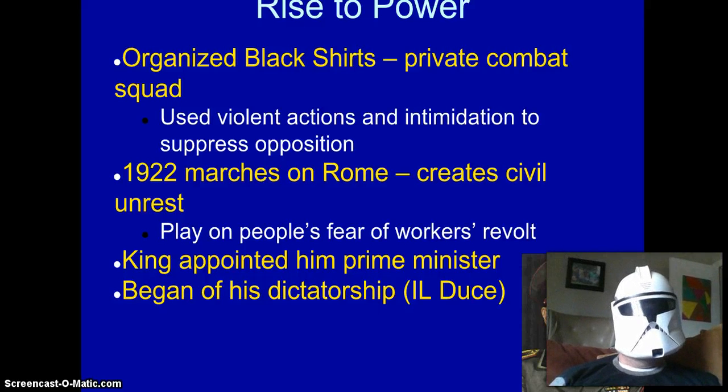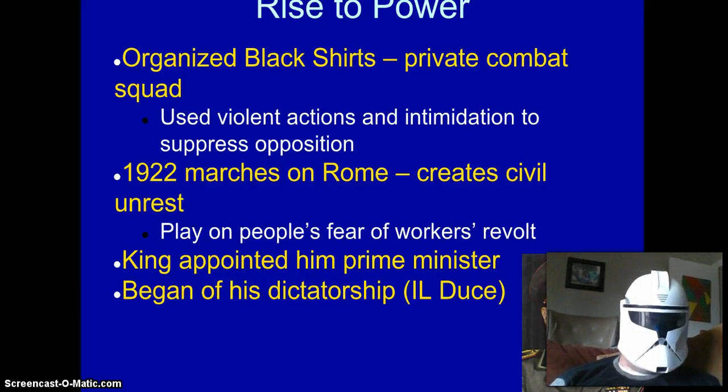going well. He's a great orator. He's a great speaker. He's a great person who sits there and brings the people to him, so the king is going to appoint him prime minister, and then he's going to begin his dictatorship.